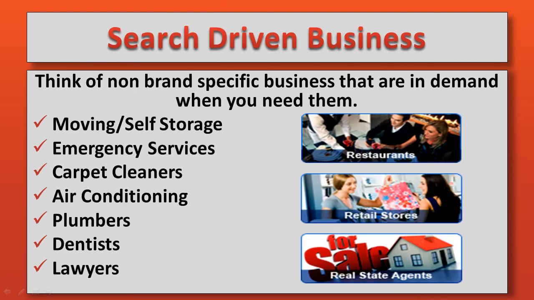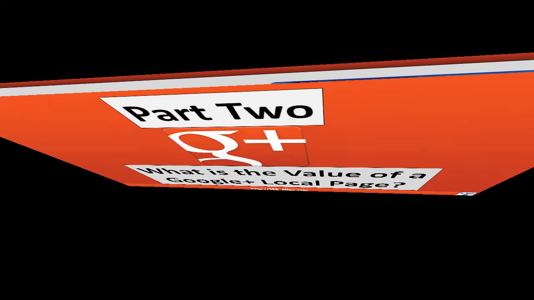There's things like when you're moving, or self-storage, or emergency services, carpet cleaners, air conditioning. For example, your air conditioning goes out. You want to call somebody to fix that air conditioning. Same thing with plumbers. If you have a leak, you need to get someone there to fix it. So you get on Google and you do a search for local plumbers, dentists, lawyers. This is excellent for restaurants, retail stores, even real estate agents.